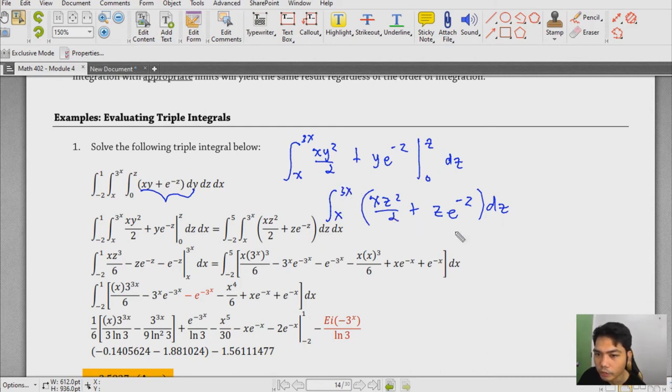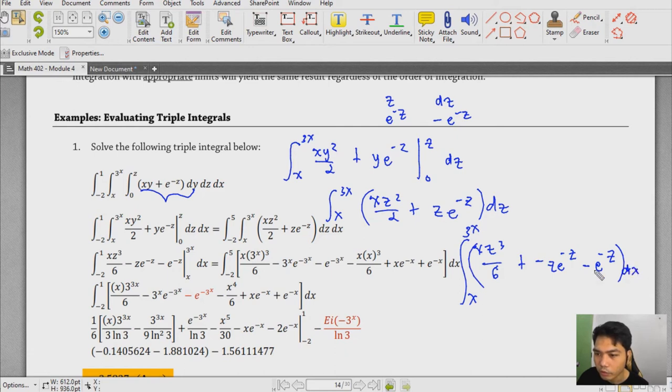So therefore, this one is in z, so xz cubed over 2 plus this one is actually e to the negative z. So you have to perform dito yung ating integration by parts. So if you have u equals z, so du would be dz, dv is e raised to negative z, v is negative e raised to negative z. So therefore, we have negative z e raised to negative z plus or minus e raised to negative z. Ito pala magiging over 6 na to. Okay, and then you integrate naman lastly to x, from x to 3x, dx.